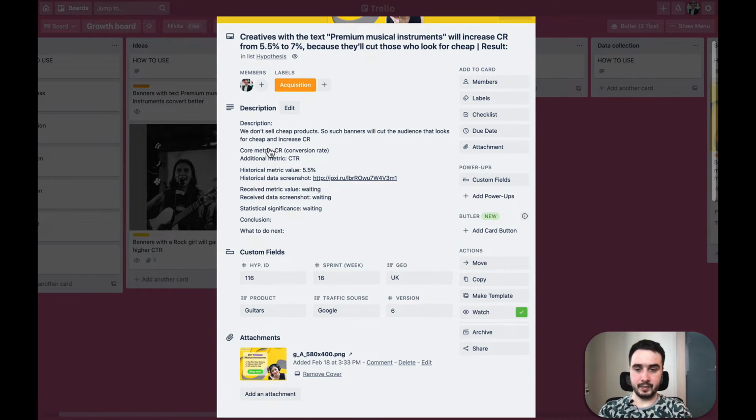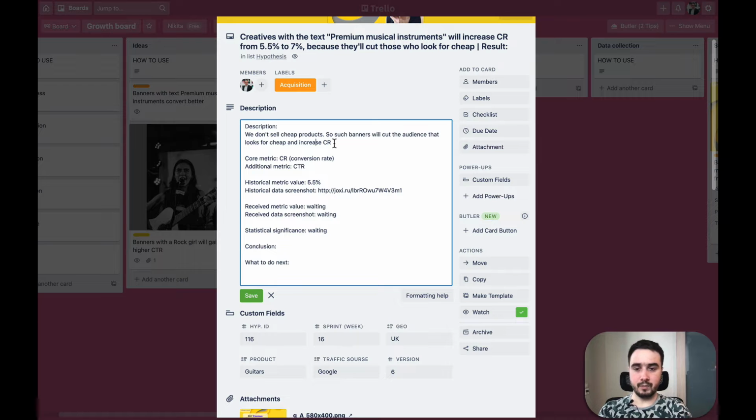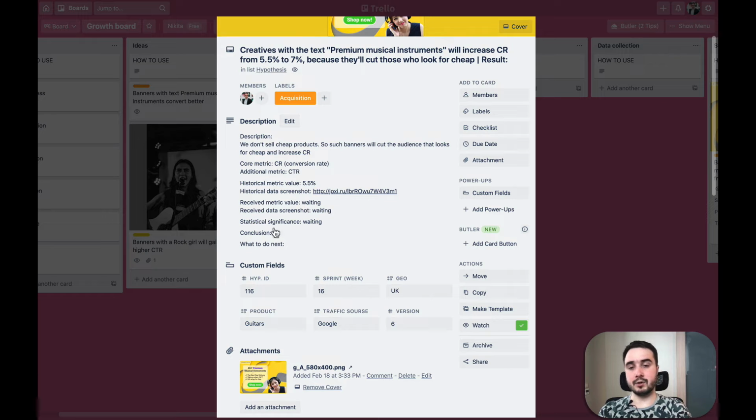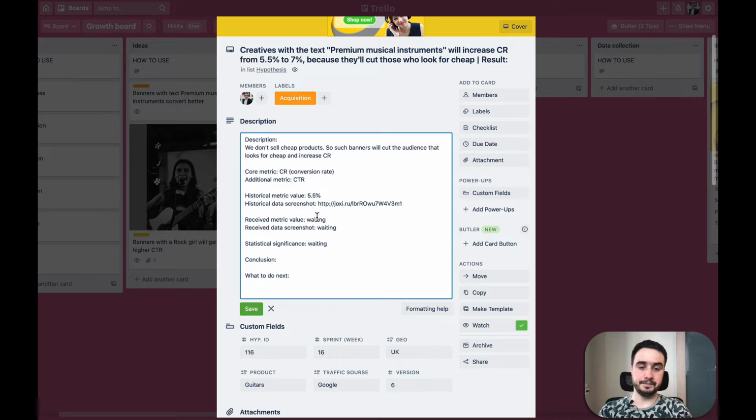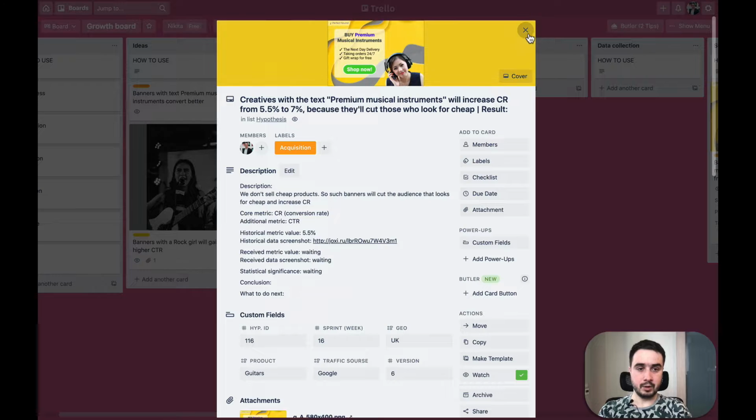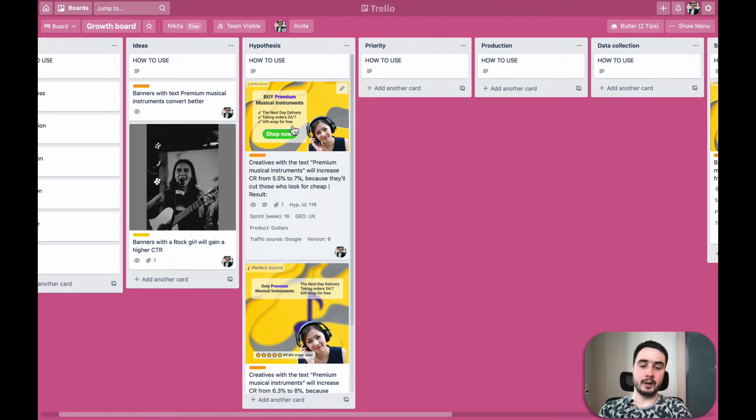And I have some fields over here: description of my hypothesis, the core metric, which is conversion rate, and the historical metric value, which is 5.5%. That means that in my previous campaigns the conversion rate was 5.5, and now I'm waiting for my A/B test, for my experiment, to run, and then I will write what I got into these fields. And after this I will understand if this works or not. So at first I just form a hypothesis.